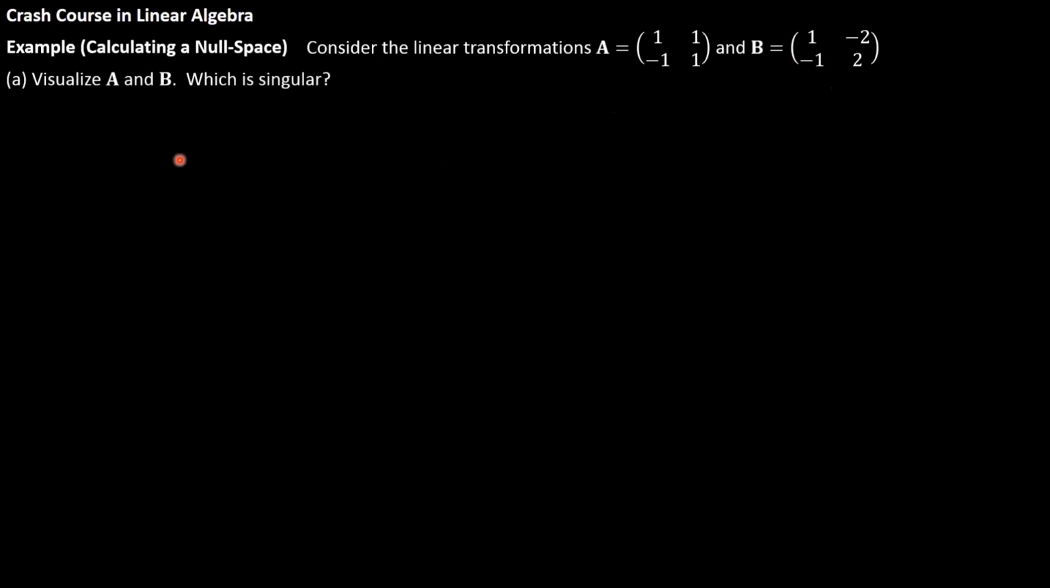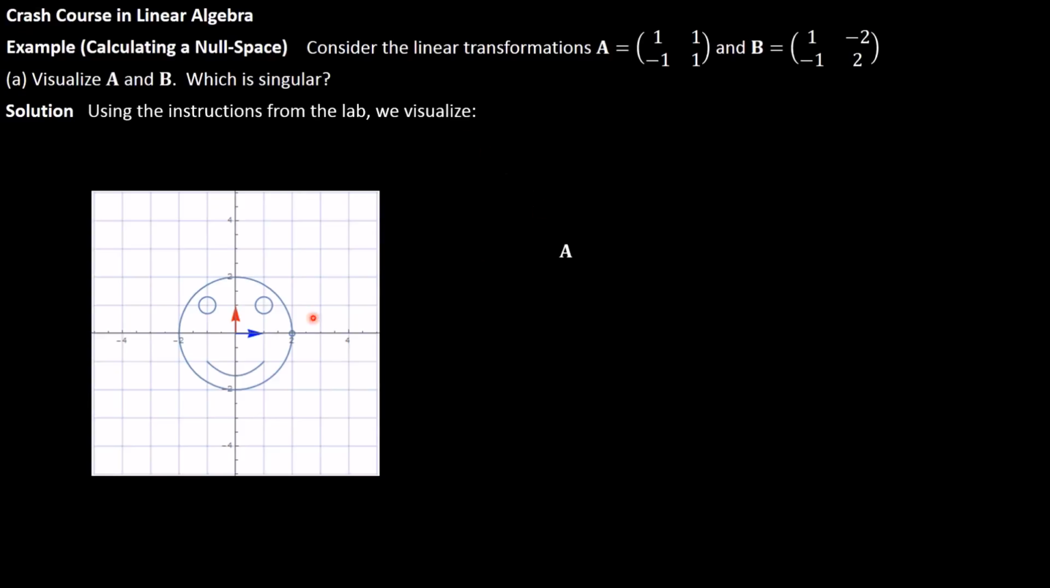So I just kind of gave that to you, but let's do an example of calculating a null space. I have two transformations here, A and B. Let's visualize them, and can you tell me which one is singular? And then in the second part, we're going to find the null space of the singular matrix. Beginning with the first part of visualizing them. Actually, I haven't written this lab yet, but anyway, we will visualize these two transformations.